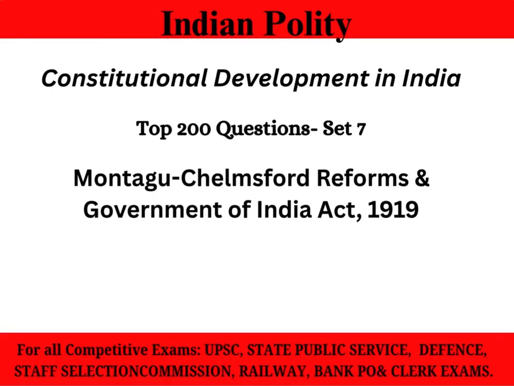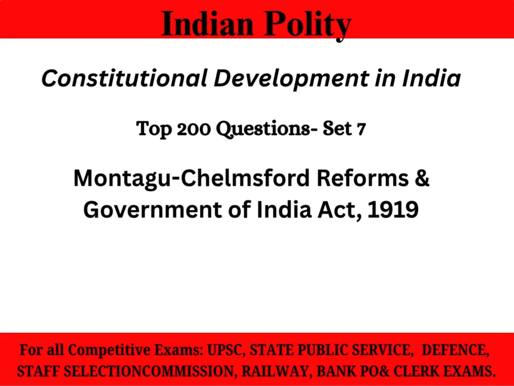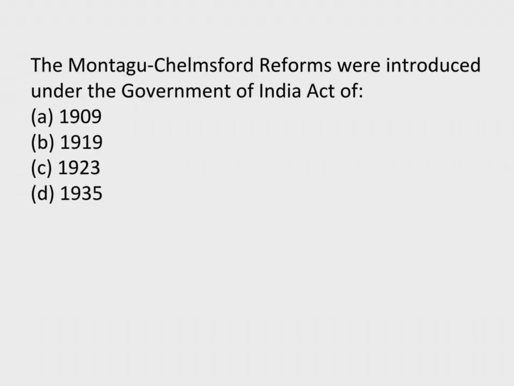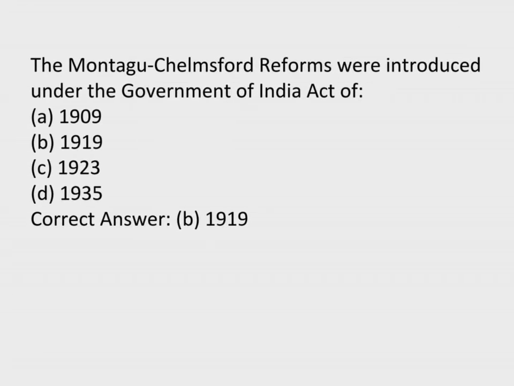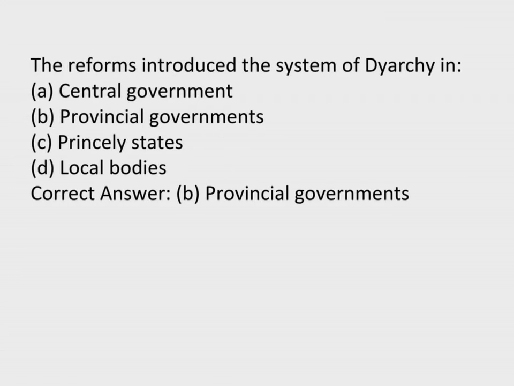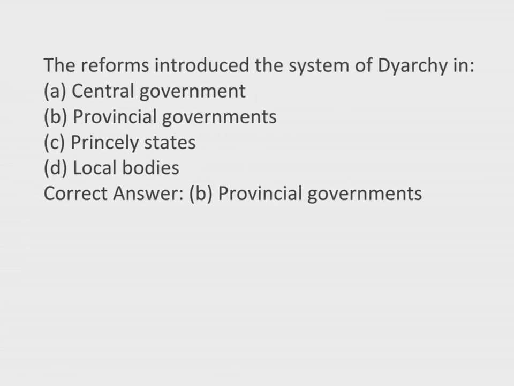Set 7, Montagu-Chelmsford Reforms and Government of India Act, 1919. 1. The Montagu-Chelmsford Reforms were introduced under the Government of India Act of. Correct answer, B. 1919. 2. The reforms introduced the system of diarchy in. Correct answer, B. Provincial governments.